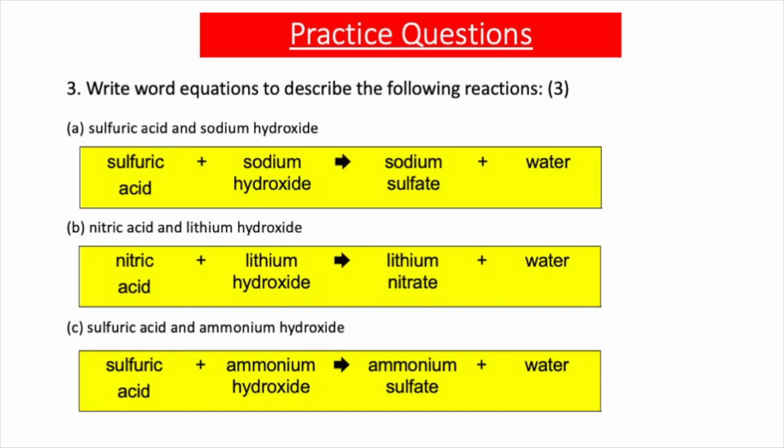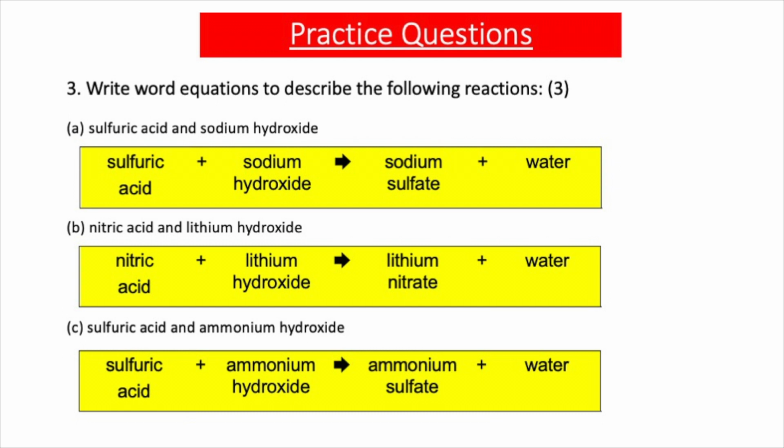So question 3 is asking you to write word equations to describe the following reactions. If you react sulfuric acid and sodium hydroxide together, you would get sodium sulfate and water, because sulfuric acid produces sulfates as salts, and you've got sodium hydroxide. So the equation would be sulfuric acid plus sodium hydroxide makes sodium sulfate and water.